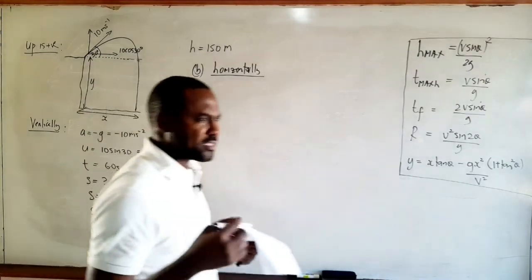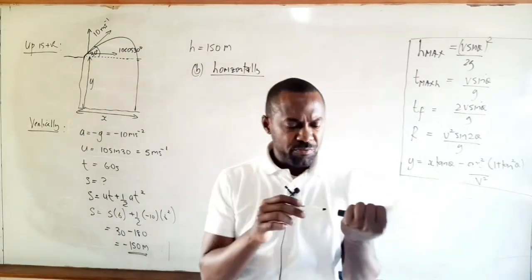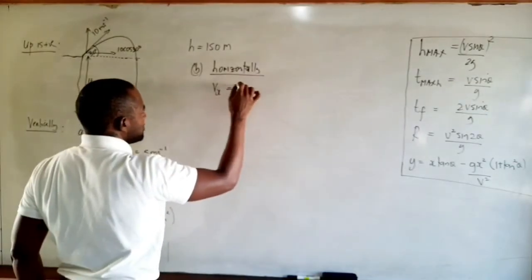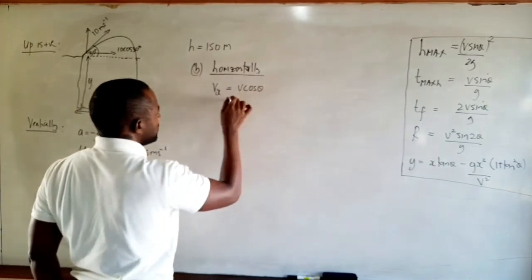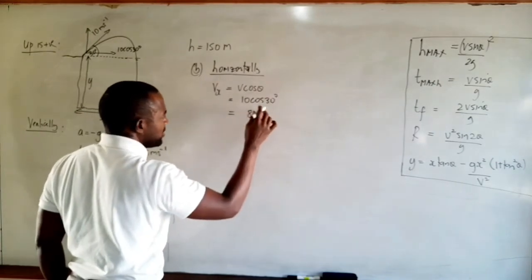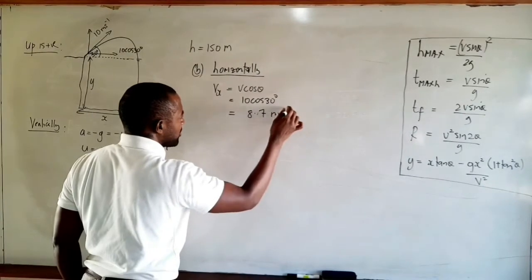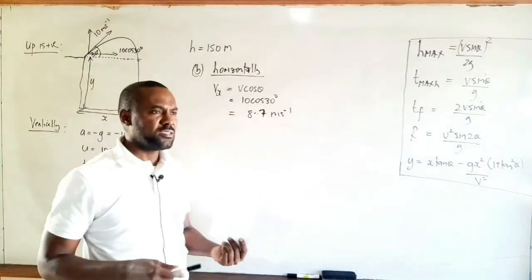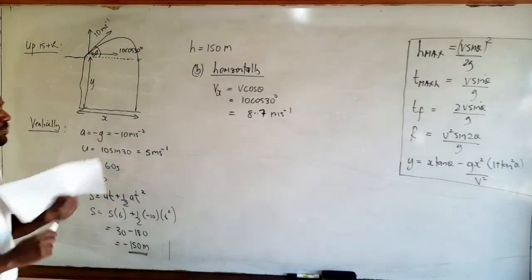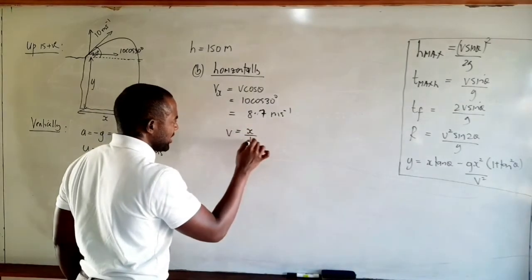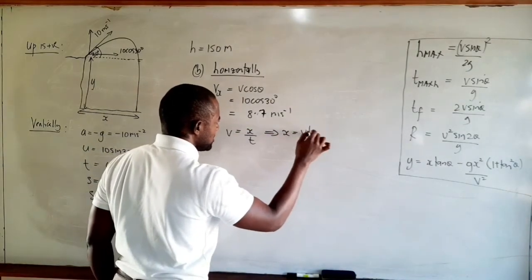Now horizontally, we know that the resultant force is 0, and we ignore the effects of wind resistance, and therefore the velocity is constant. So we can say that horizontally, the velocity Vx equals V cos theta, which in this case is equal to 10 cos 30, and this is approximately equal to 8.6 or 8.7 meters per second, right? So throughout this object's flight, its horizontal velocity will be 8.7 meters per second, right? And since speed is constant, then if speed v equals distance over time, this therefore means that distance is equal to speed times time.